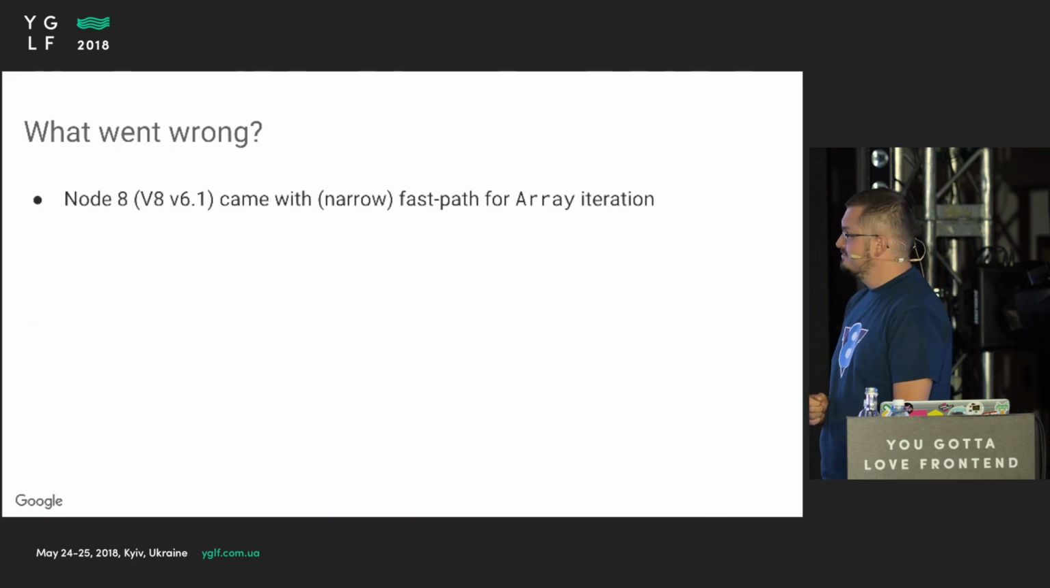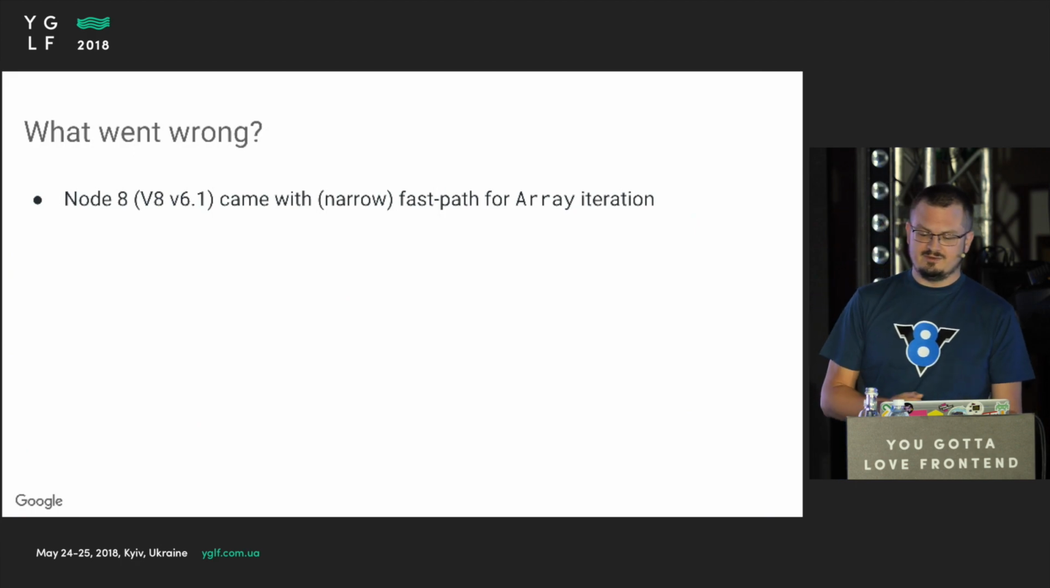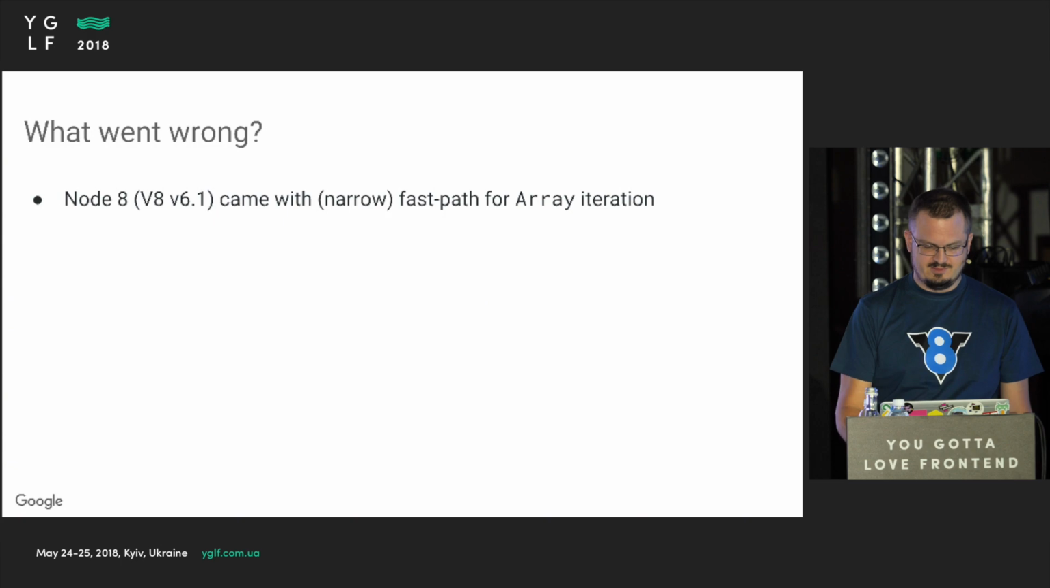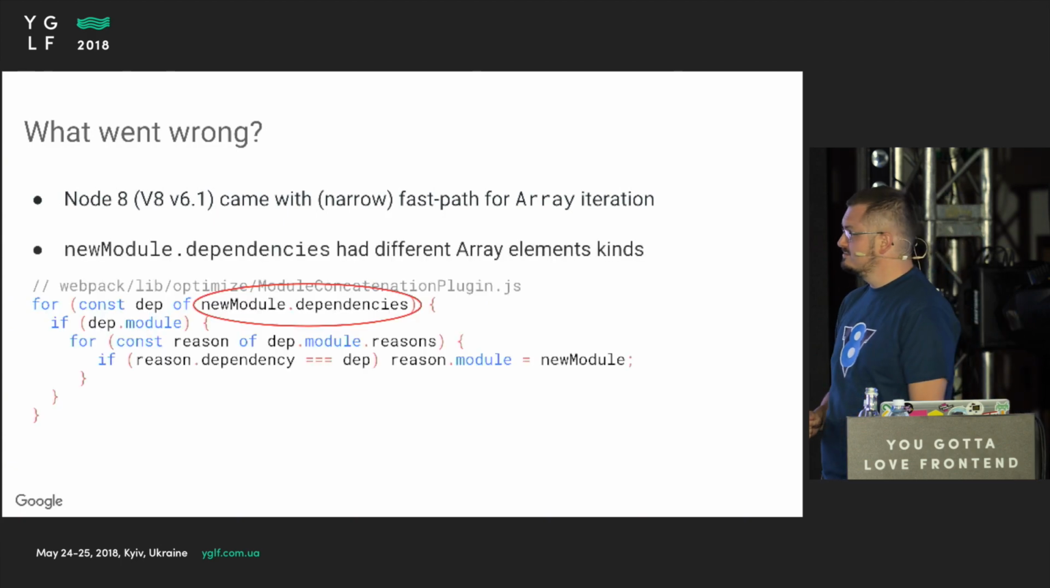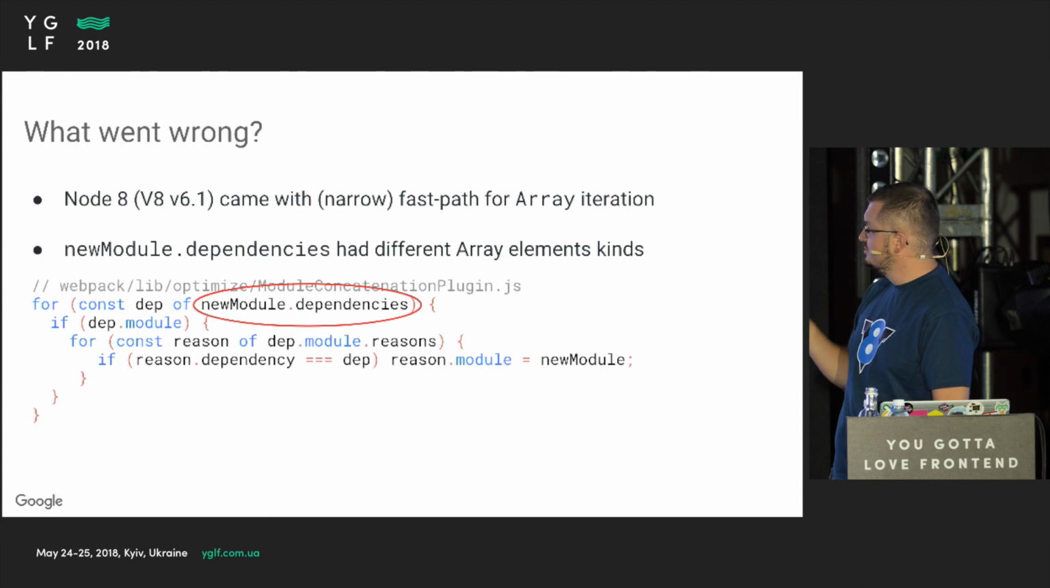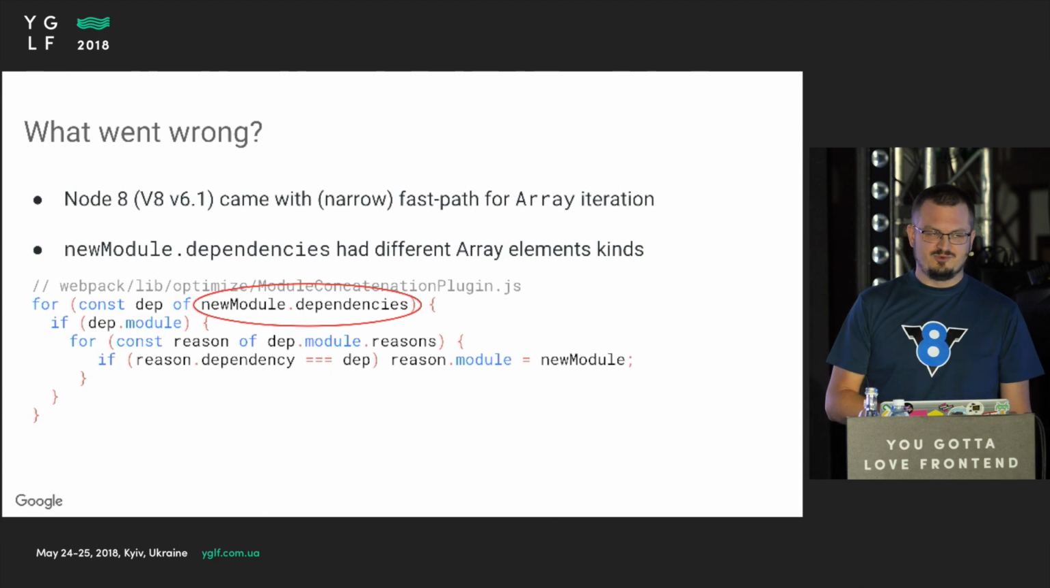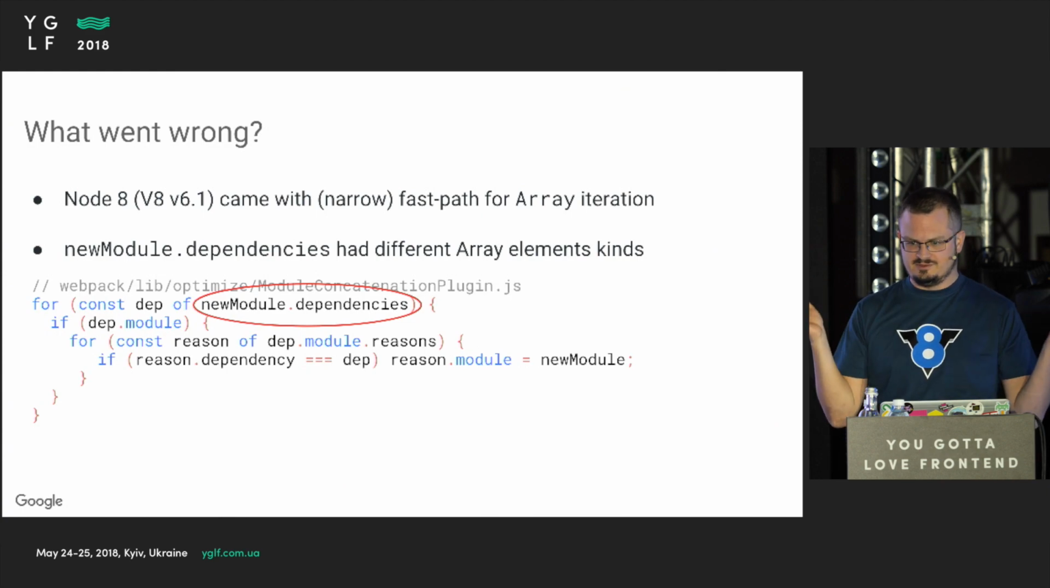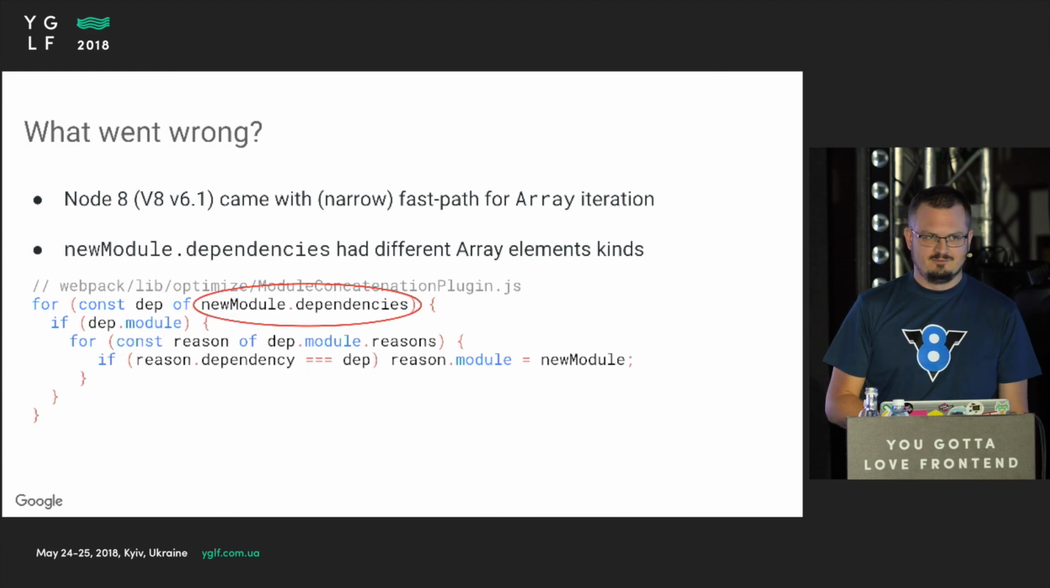So in Node 8, which was the Node version that they were running on, we had a fast path for array iteration in for-of, which is pretty common. Except that this fast path, for whatever reason, didn't hit here, because the new module.dependencies had different array shapes, internal shapes to the VM, and then the VM was like, I don't know what you're doing, let's go slow mode. And that's then 14 minutes instead of 2 minutes.